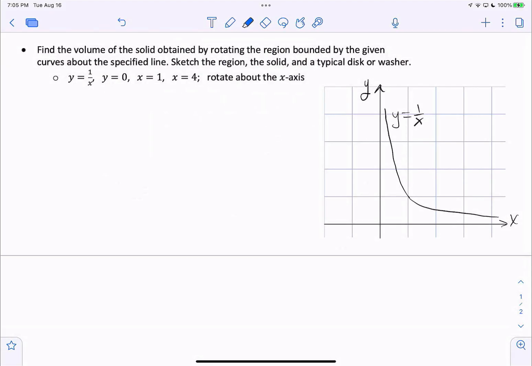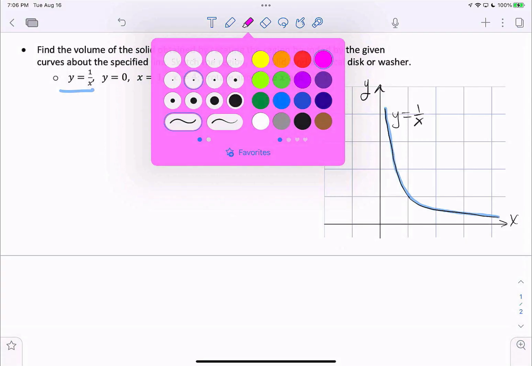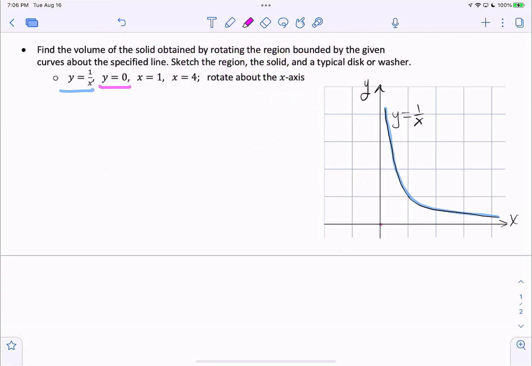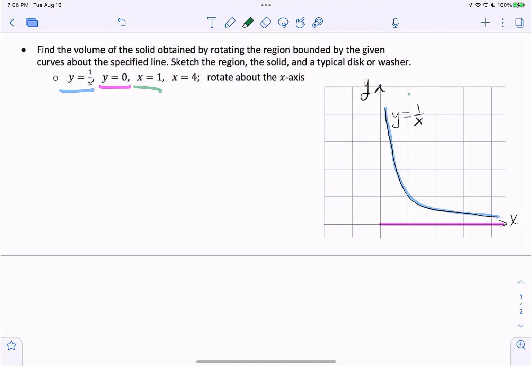Here we're told to sketch the region. I don't really see how to do this without sketching at least the region. I'm going to make very clear our boundary curves. This first one is y equals 1 over x. The second one, I'll use pink here, is y equals 0. That's, of course, the x-axis. The third one is x equals 1, a vertical line where x is equal to 1. And then x equals 4.